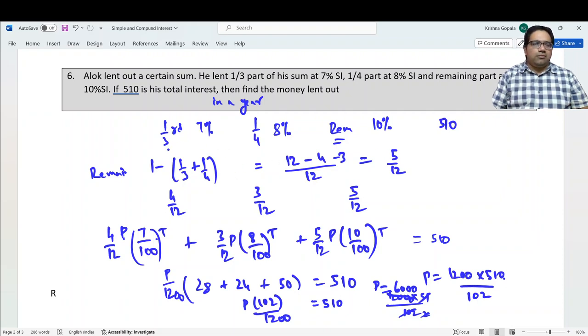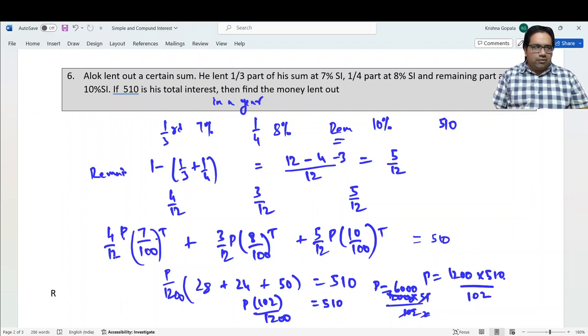Now, 4 by 12 of P is given at 7% into 7 by 100. T is 1. We have to assume it is 1, it didn't give. Then 3 by 12 of P is given at 8 by 100. 5 by 12 of P is given at 10 by 100. So the interest coming from here plus here should be equal to 510.